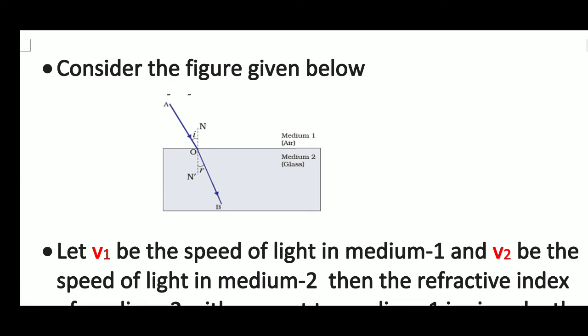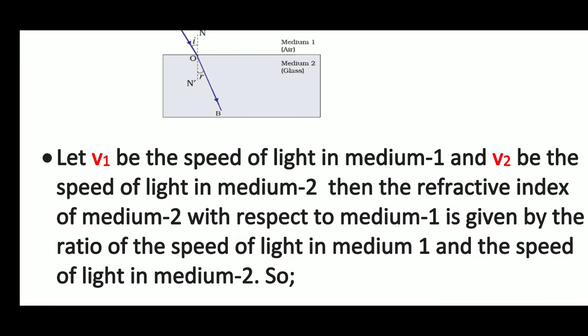Now consider the given figure. We have medium 1 which is air, and medium 2 is glass, which is denser. Now light is coming from air and getting into glass at point O. If v1 is the speed of light in medium 1 and v2 is the speed of light in medium 2, then the refractive index of medium 2 with respect to medium 1 is given by the ratio of speed of light in medium 1 and the speed of light in medium 2.